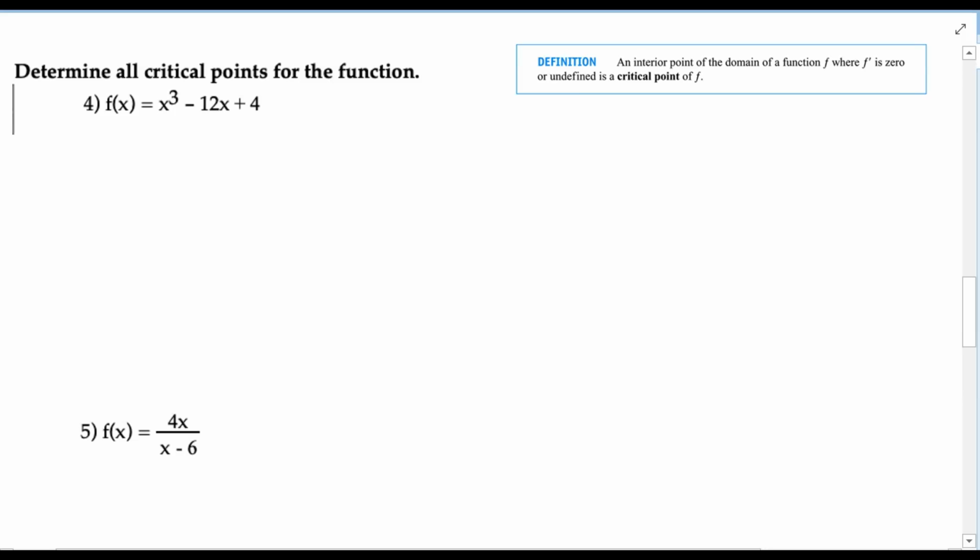Okay, let's talk critical points. Critical points, critical values, that's another name that you might hear. Okay, so I'll write that down, critical values. We've got a fancy definition here. It says an interior point of the domain of a function f, where f prime is 0 or undefined, is a critical point of f.